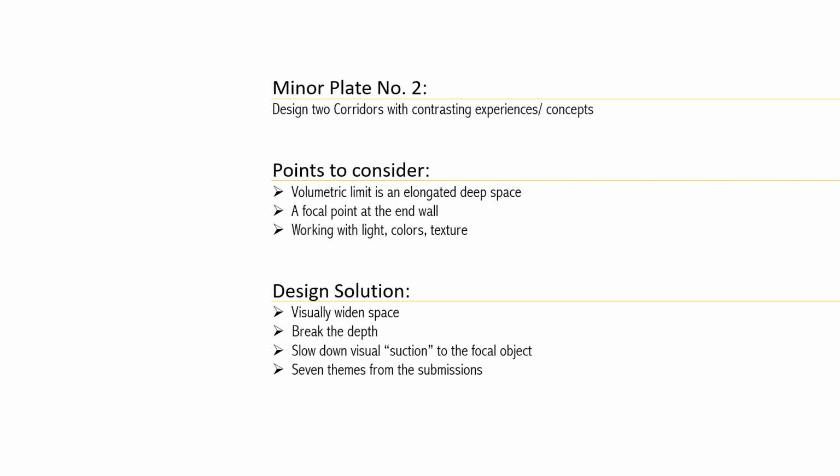So widen the space if it's too narrow, break the depth, and slow down the visual suction to the focal object. If the space is too high, for example, 2 stories high, and it calls for a very intimate or homey experience, you bring down the height by introducing a false ceiling, or something horizontal to break the height.